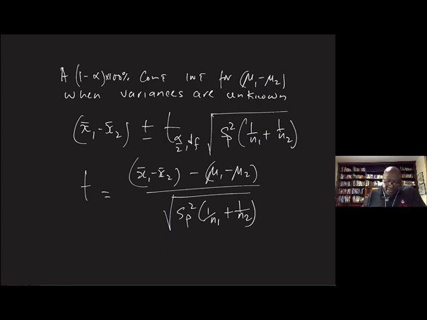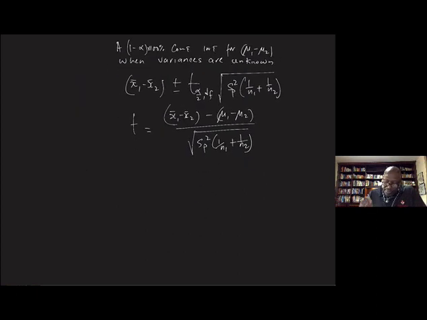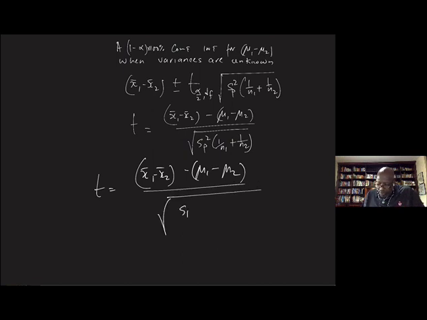Let's see why that is. You don't need to actually write down notes in this section, but I just want you to understand why. So if we have a situation where, as we said, the variances are unknown, ideally it would be nice to just simply say that the test statistic is x bar 1 minus x bar 2, minus (mu1 minus mu2), over the square root of s1 squared over n1 plus s2 squared over n2.